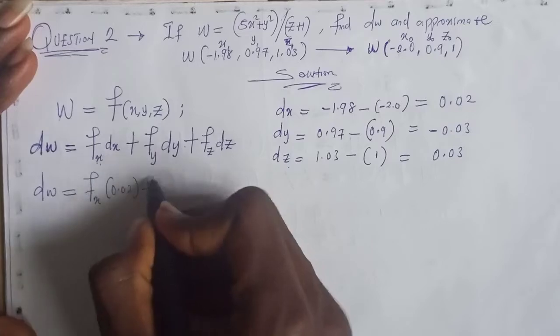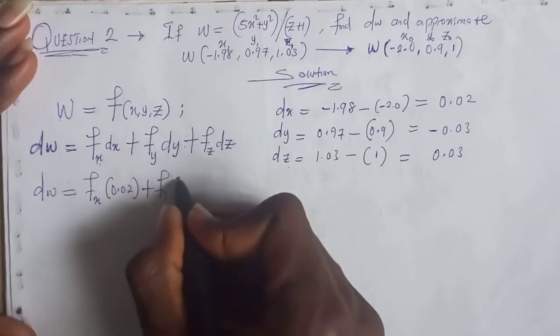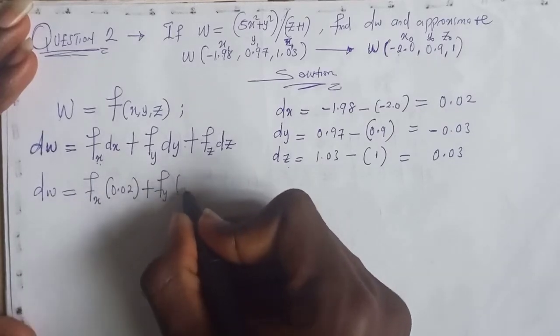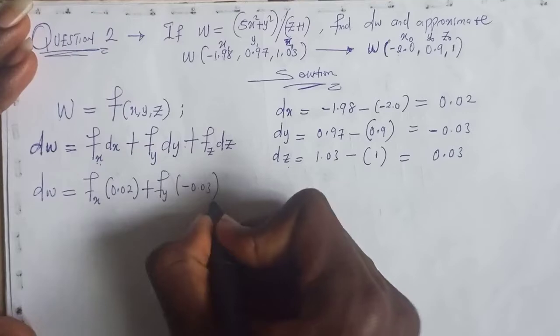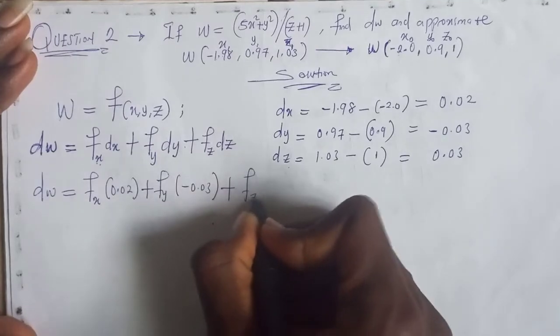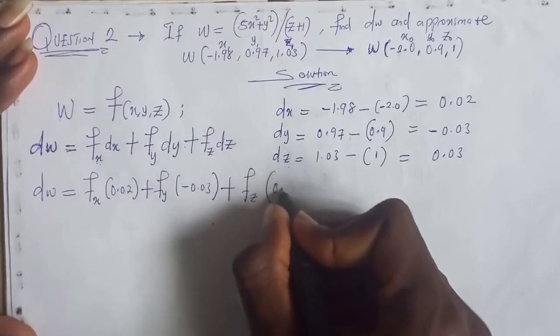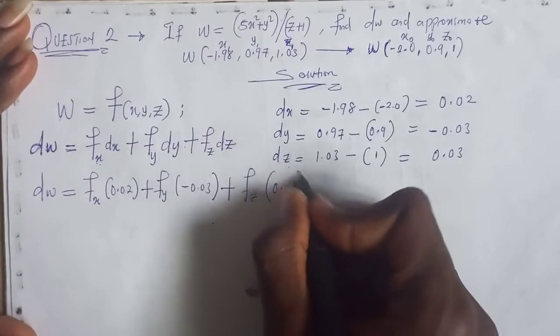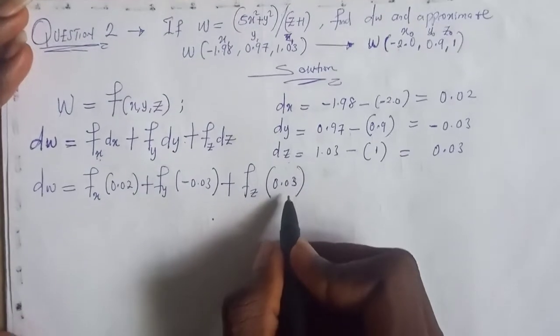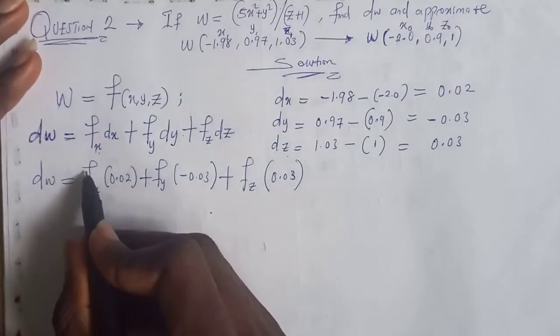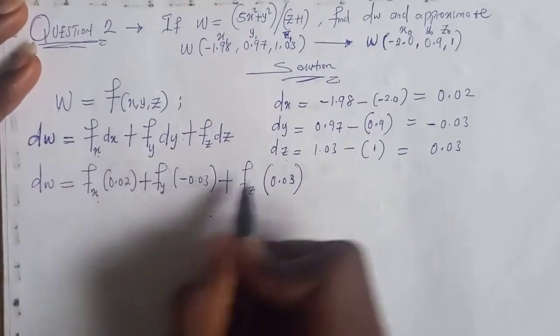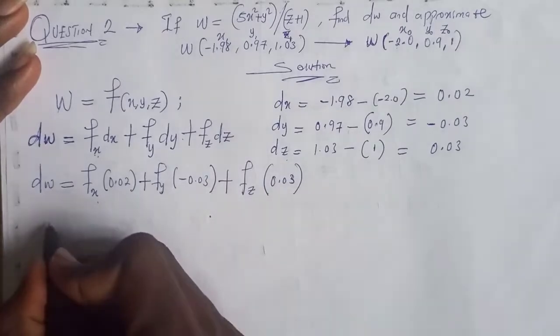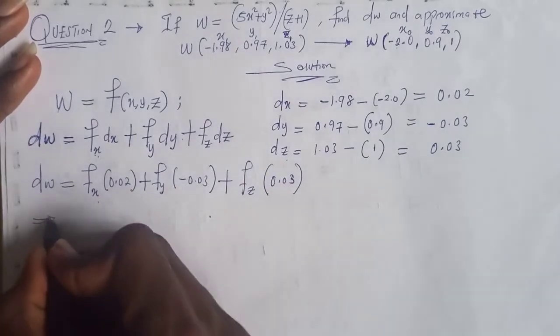And at the same time, fy is not known yet, but I know the value for dy. Dy is minus 0.03. Similarly, fz is not known yet, but I know what the z is from the initial guess we've just introduced, and that is 0.03. Now the main work is, how do I find fx, how do I find fy, and how do I find fz? So take note of this.